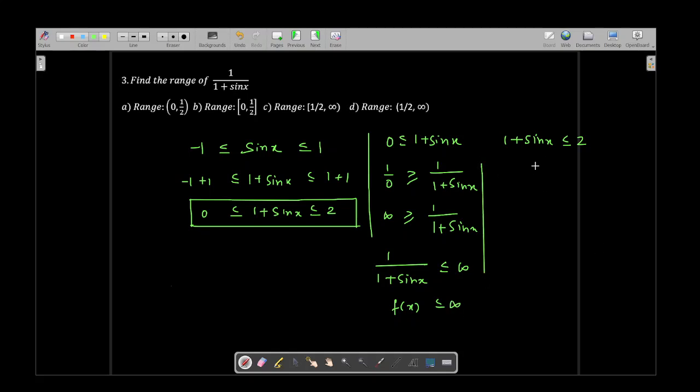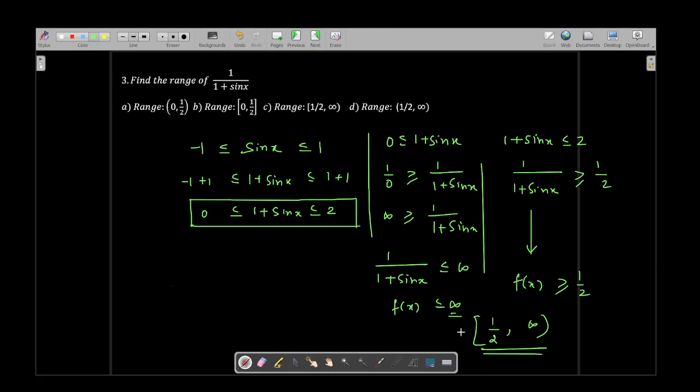Next, from here, if I take the reciprocal, I get 1 by 1 plus sin x, and this becomes 1 by 2, and the inequality changes to greater than or equal to. Now this is f of x. F of x is also greater than or equal to half. So here we don't have any conflict, because f of x takes values greater than half and less than infinity. So I can simply write the range of f of x is between 1 by 2 and infinity. It takes values from half to infinity. It does not take any negative value.